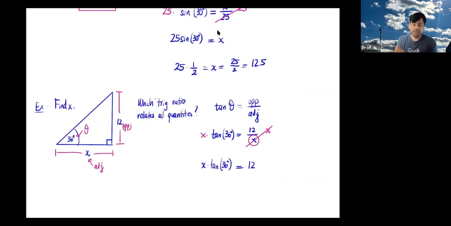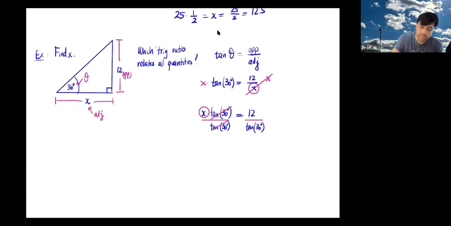Now I'm not going to find what tangent 36 degrees is yet. I'm going to still solve for x, right? I still want to get x by itself. So then what should I do? I should divide both sides by tangent of 36. And then the tangents here are canceled out. And I get that x is equal to 12 divided by tangent of 36 degrees. And now this is when you can use your calculator.